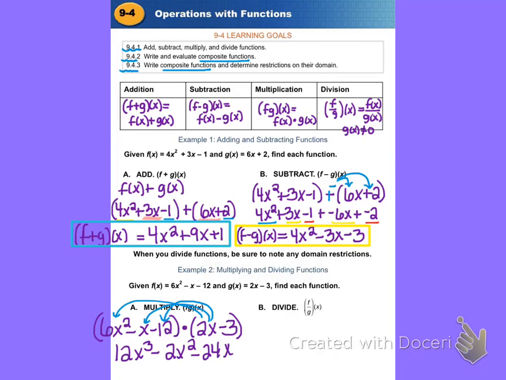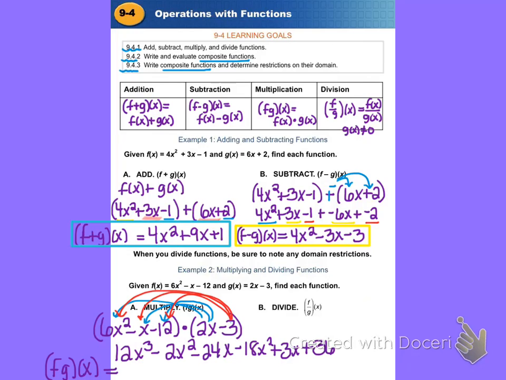And now we're going to jump over here and start distributing the negative 3 through. So the negative 3 times 6x squared is minus 18x squared. The negative 3 times the negative x is positive 3x. And then finally, the negative 3 times the negative 12 is the plus 36.